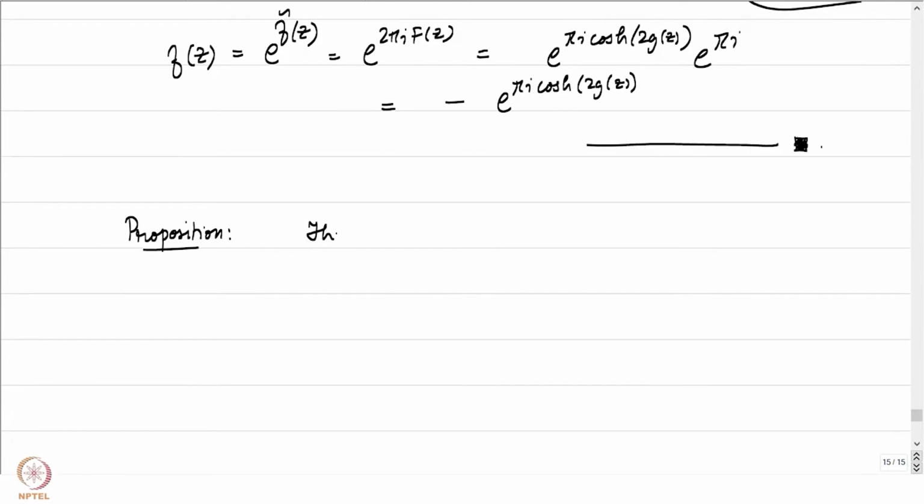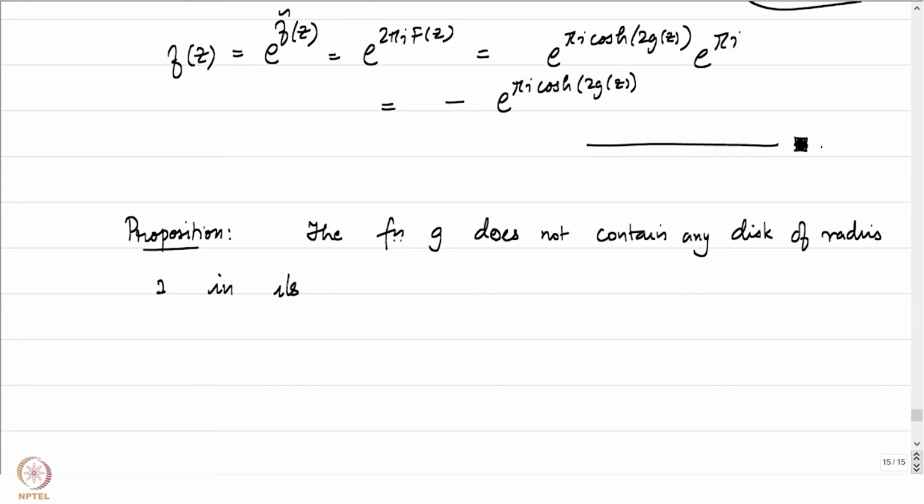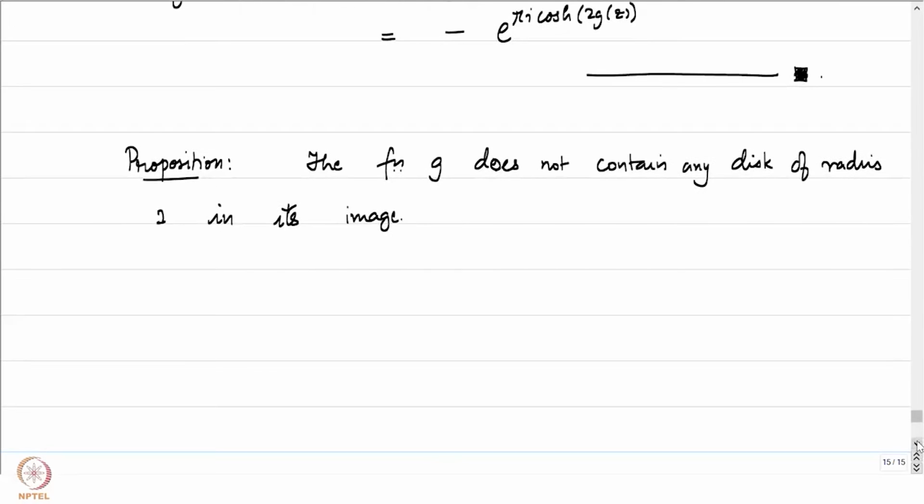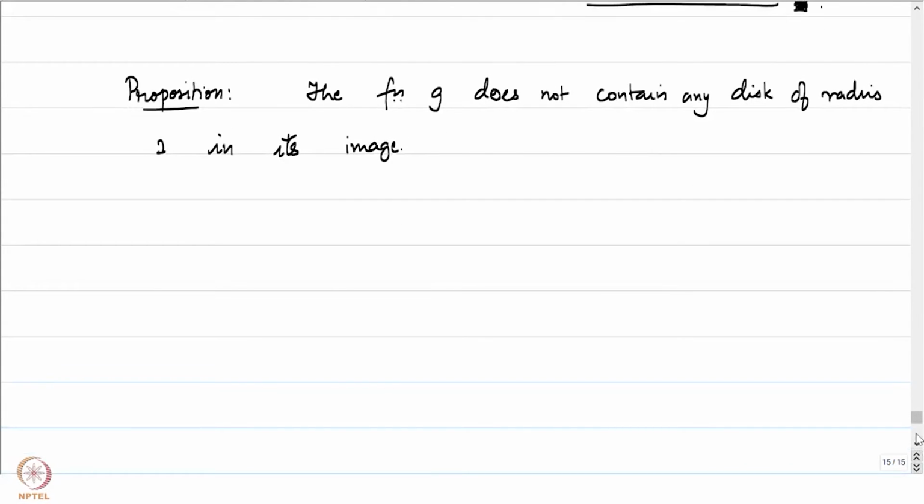The function g does not contain any disk of radius 1 in its image. So if you have a disk D whose radius is greater than or equal to 1, then D cannot be contained in g of omega. That is precisely what the proposition says. Let's see why that is the case.